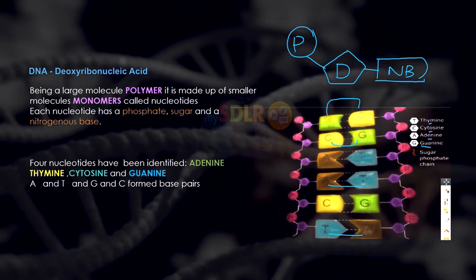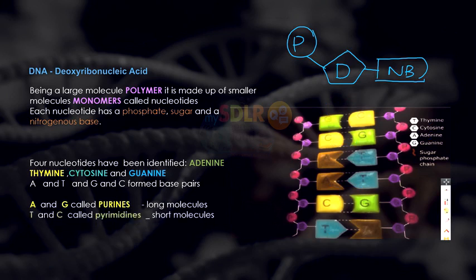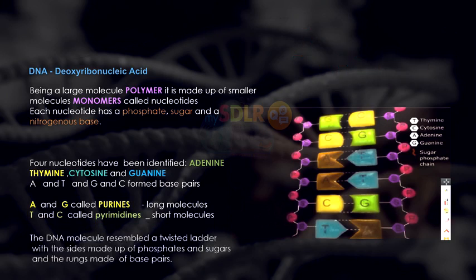You will not find adenine joining to guanine or cytosine. You will not find guanine joining with thymine. They will stay with their base pairs. Adenine and guanine are very long molecules, and they are called purines. Thymine and cytosine are called pyrimidines, and they're much shorter molecules.